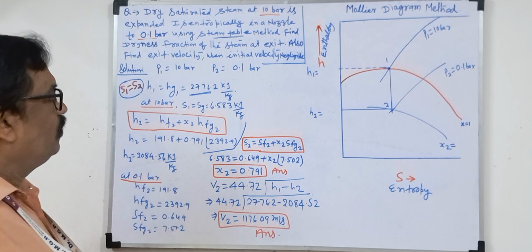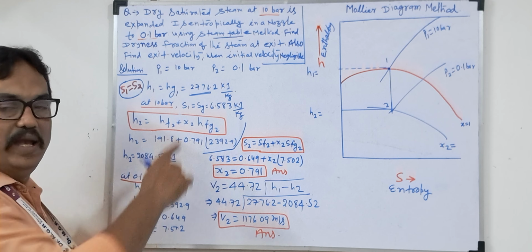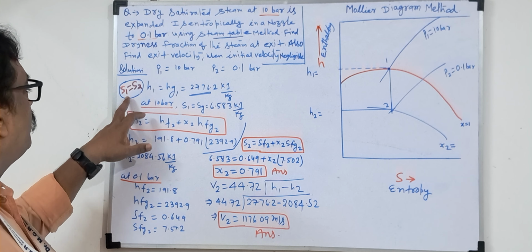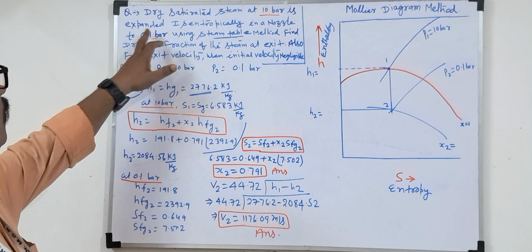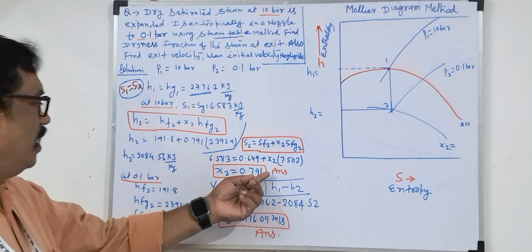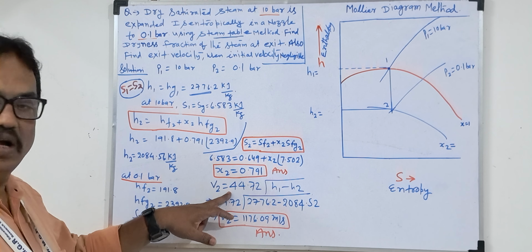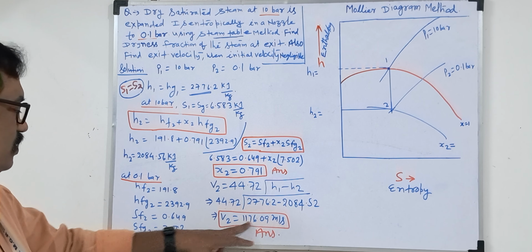So we have to go with the help of the formula H2 equals HF2 plus X2 HFG2. But here we don't have X2. So to find X2 we use the concept S1 equals S2. Entropy will be constant when steam expands isentropically. So this is the entropy formula. I got X2 and substituted it here, and we got H2. Then for the exit velocity, 44.72 root of H1 minus H2, we calculated this velocity.